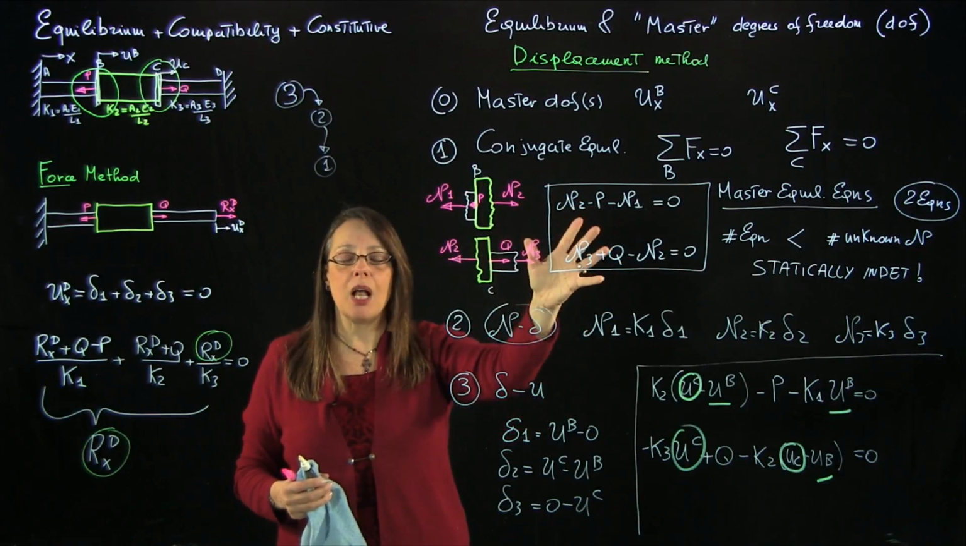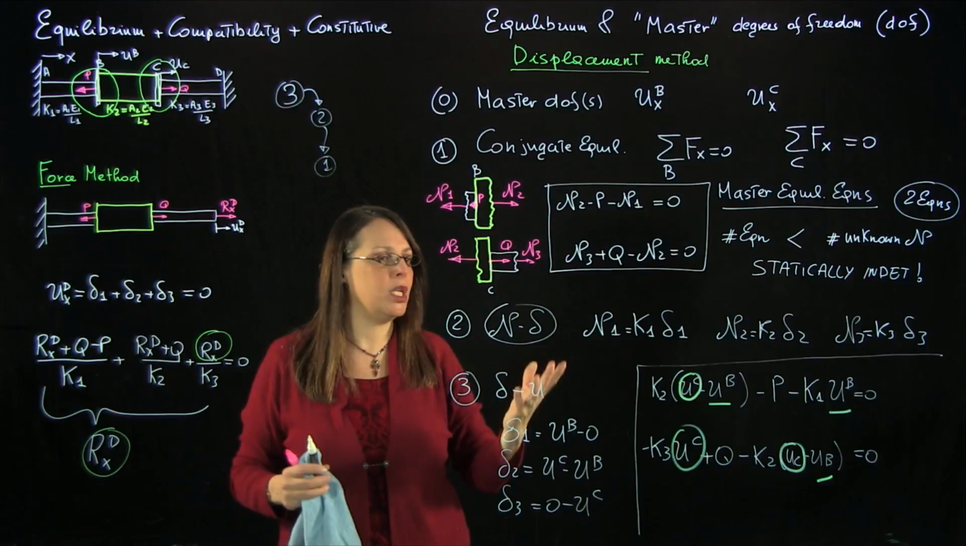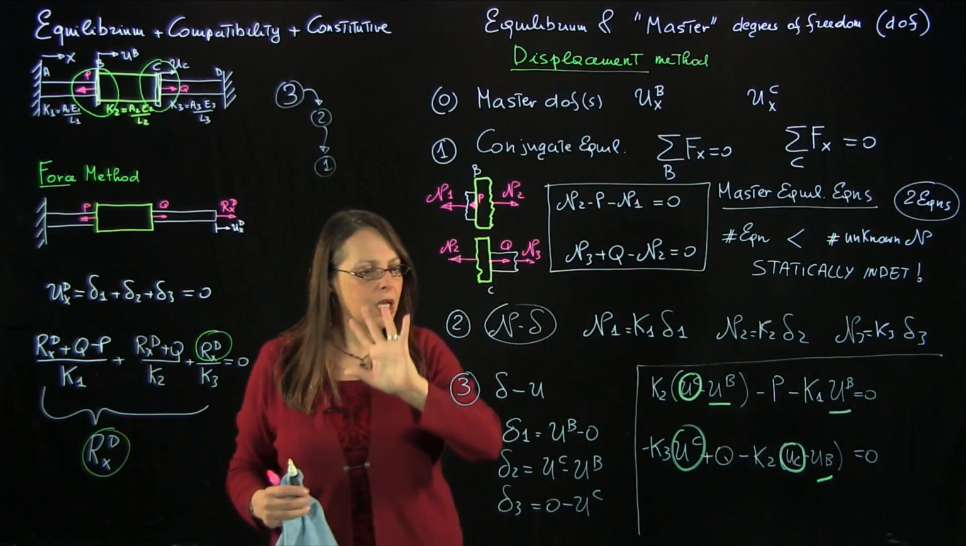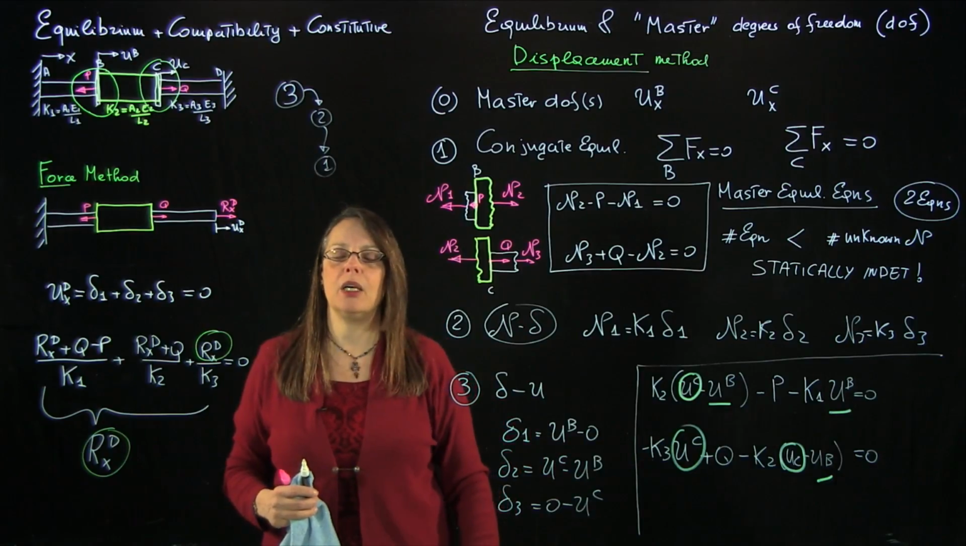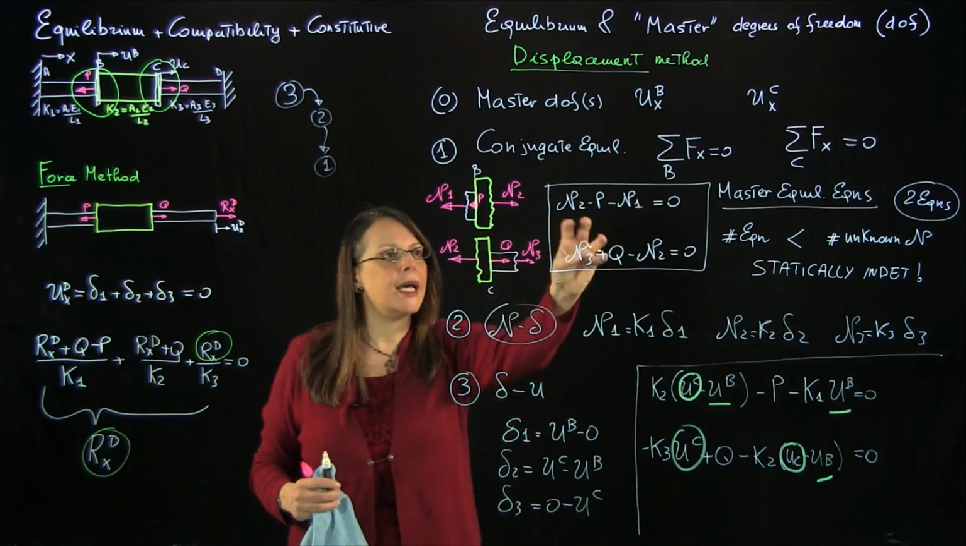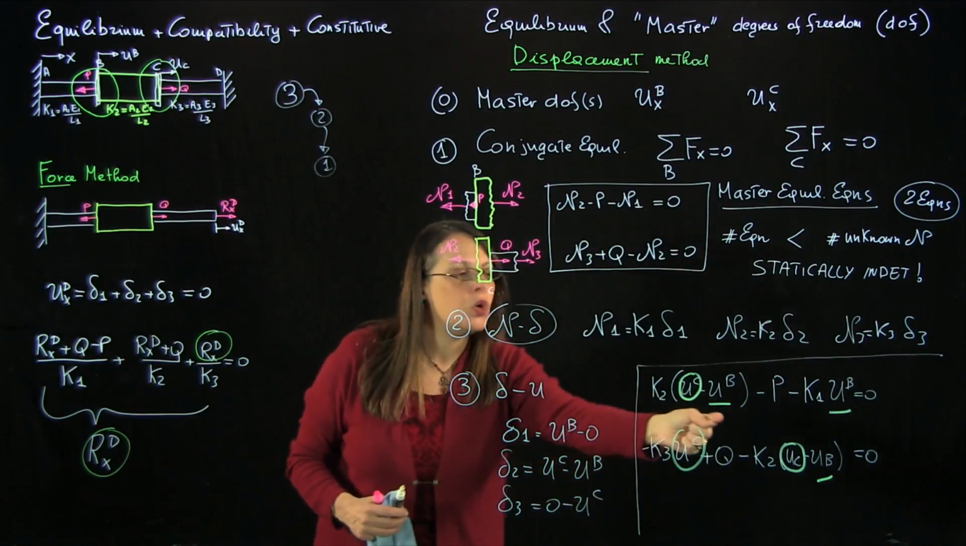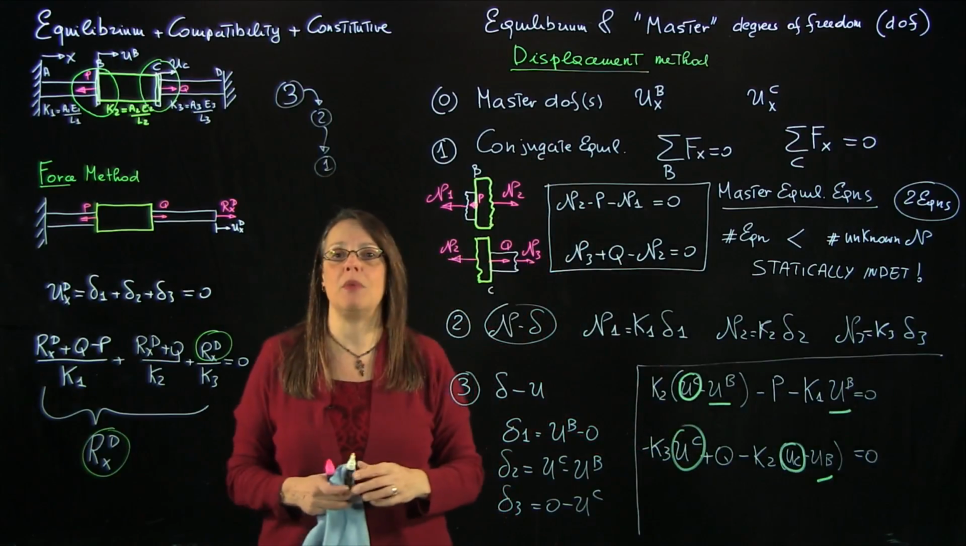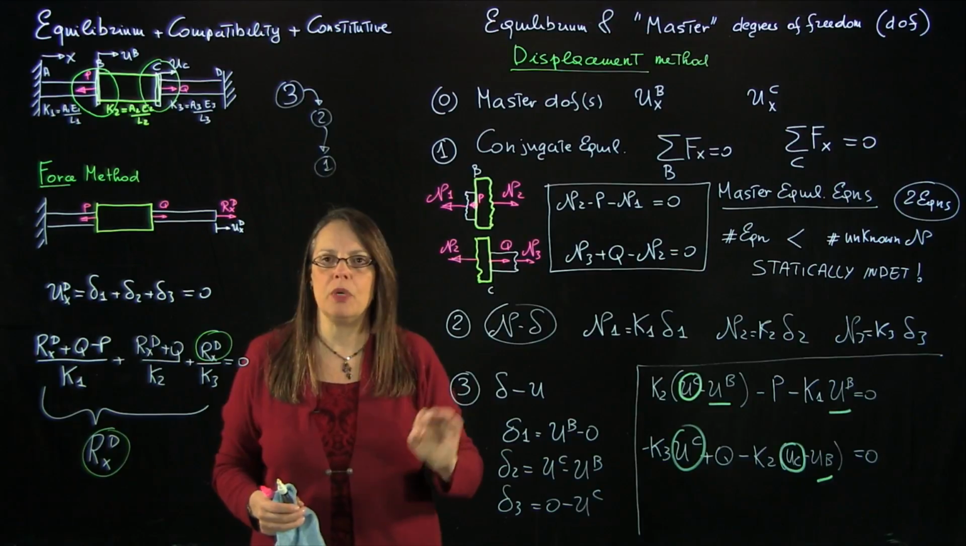If you cannot solve, you do not throw up your arms in the air. You just do this step over here. You find K and delta. You get to the delta displacement relationship, and you recast this expression in terms of the unknown displacement, master degrees of freedom. That's why it's called the displacement method. It's beautiful. It always works.